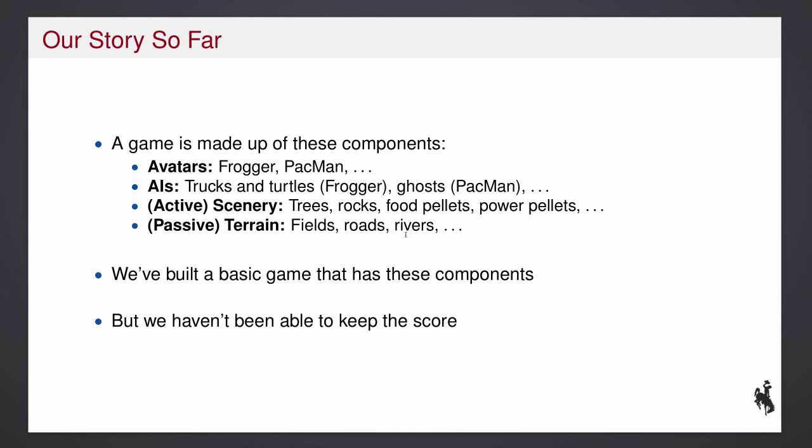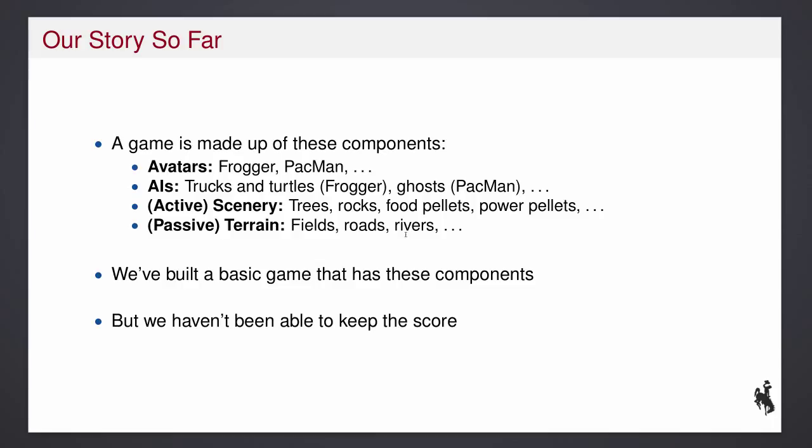So the first thing that we're going to focus on in order to be able to build any game is to display the score. We have a game, and every game is made up of these components. You have avatars, which are things that the user can control, like Frogger or Pac-Man. You have AIs, and these are things that the system builds. These are actual active agents. They can move, they can have different actions that they take. Trucks, turtles, ghosts, all of those things in any game you'll find.